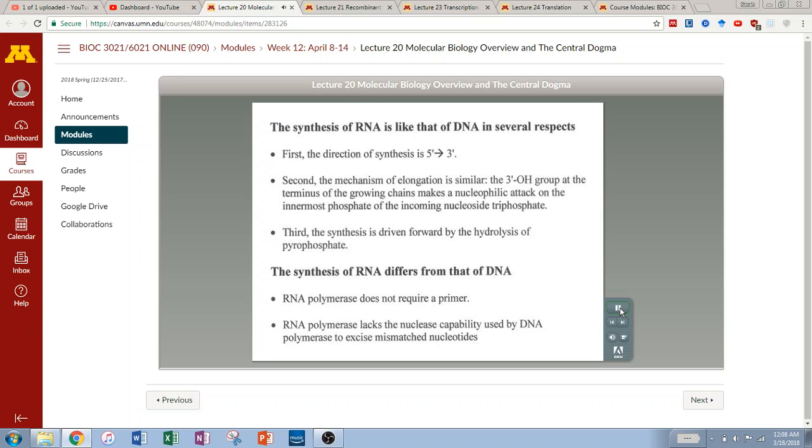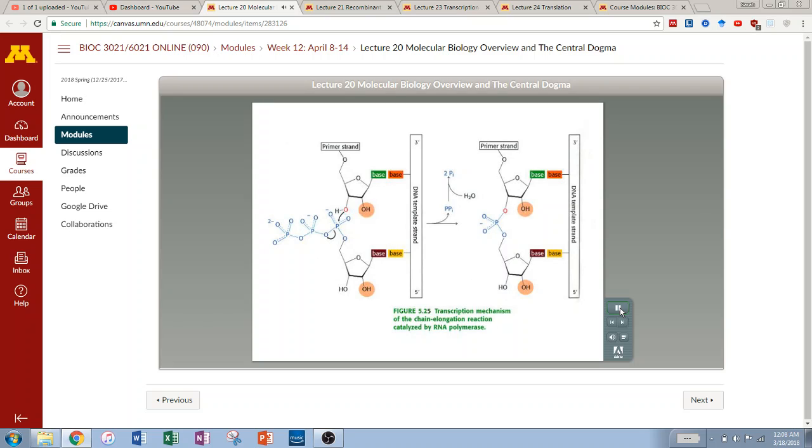The synthesis of RNA differs from that of DNA in that RNA polymerase does not require a primer. RNA polymerase lacks the nuclease capability used by DNA polymerase to excise mismatched nucleotides. The mechanism of RNA synthesis is virtually identical to that of DNA replication. The RNA synthesis proceeds from the 5' end toward the 3' end.